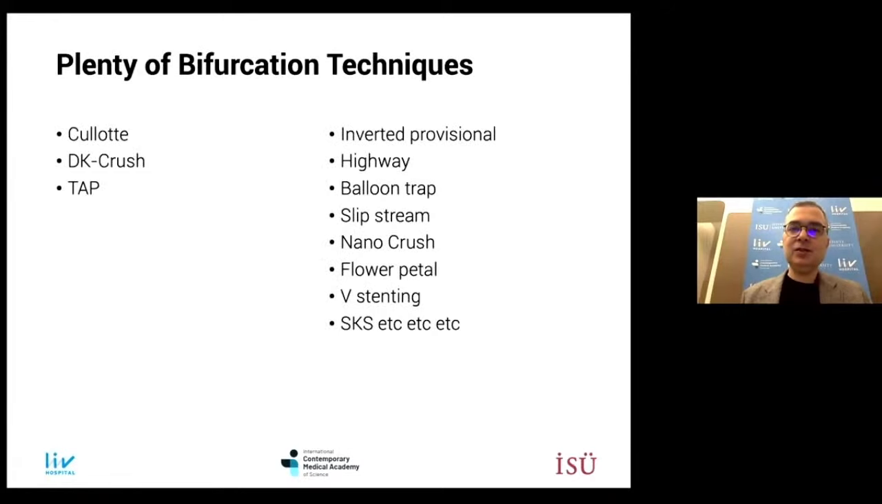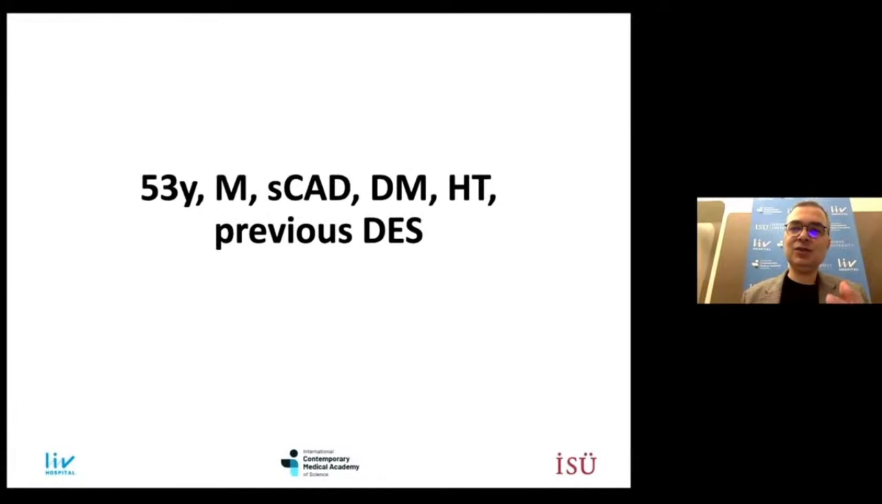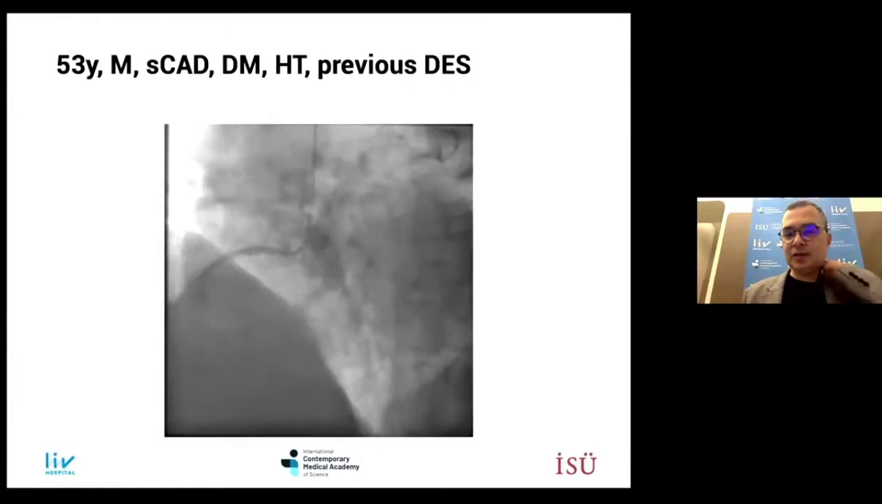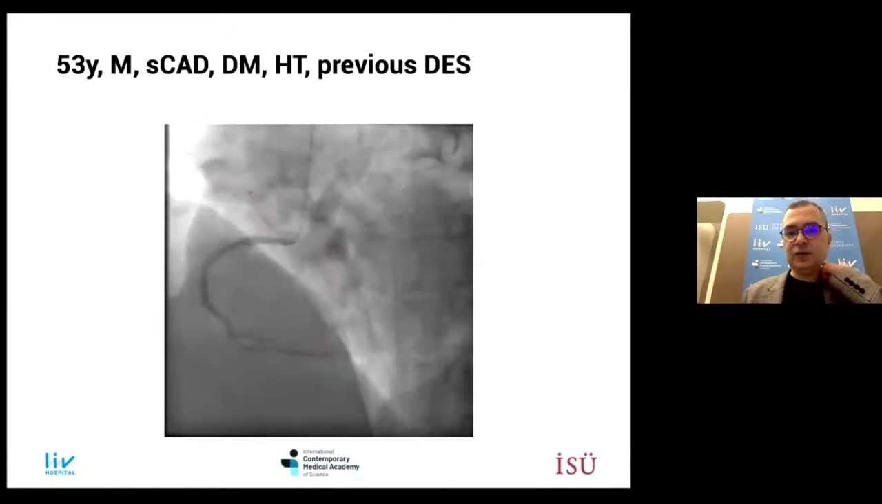So there is a stenting technique which is not mentioned here in the slides, which was just invented this year, and it's called the DK culotte technique. So I'm going to show you first on a real example. This is a 53-year-old male patient, a stable coronary artery disease patient. He has diabetes and hypertension, and he had a previous drug eluting stent. So you will see this coronary angiogram of this patient.